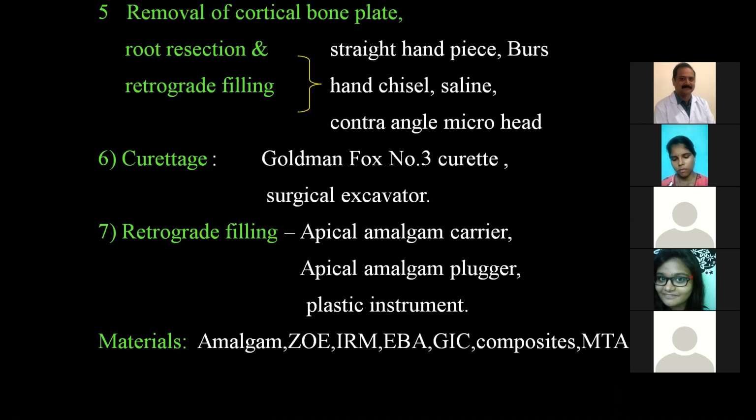And for removing the cortical bone, you need a straight hand piece, burrs, hand chisel, saline, everything. Curettage is nothing but a big spoon excavator. Goldman Fox number 3 curettes you can use. And for retrograde filling, MTA carriers are available.